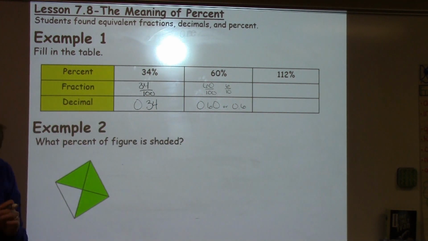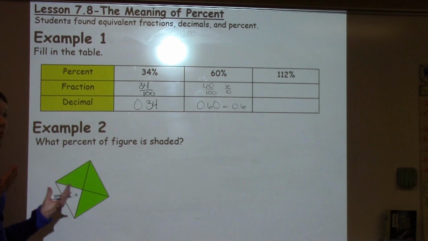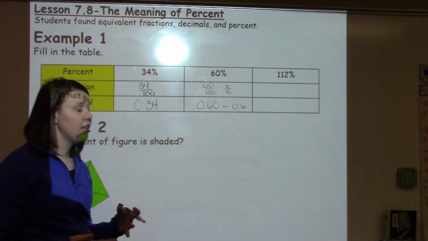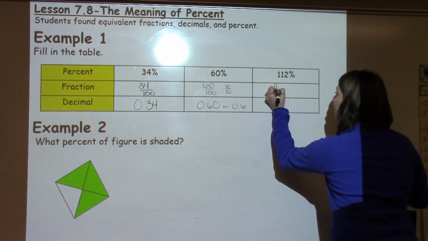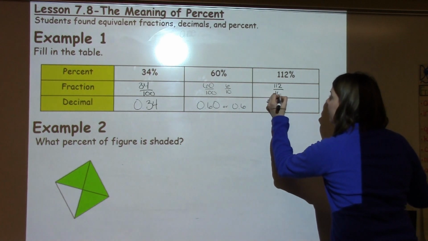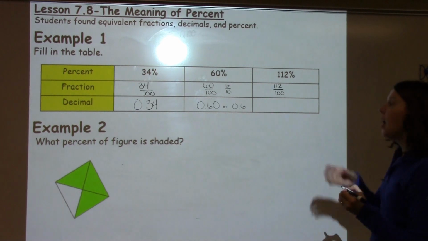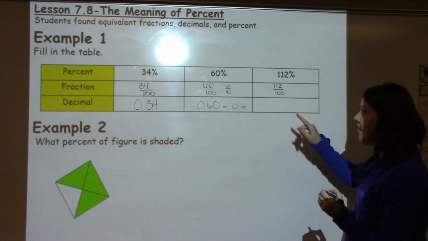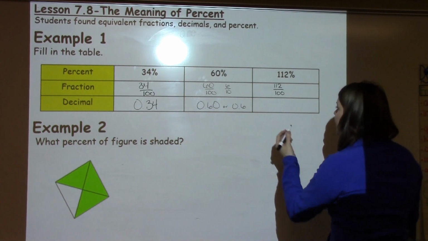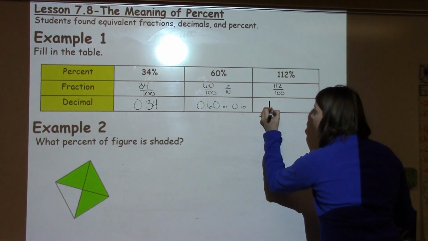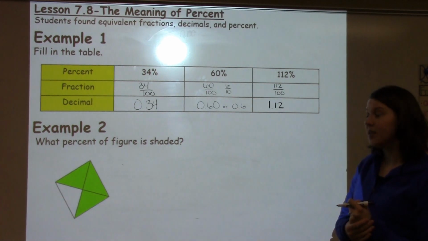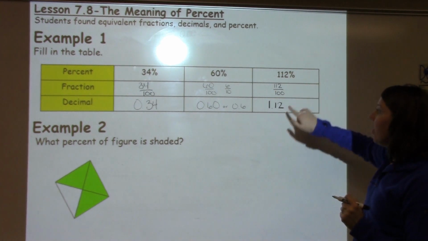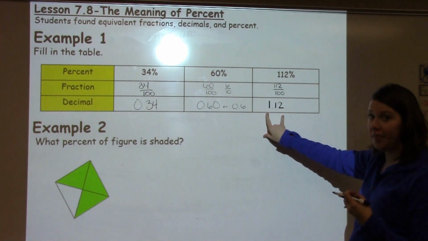Now the next one looks a little bit different to students because it's 112%. Well, 112% is more than 100. So in this case, it's going to follow the same pattern. We're just going to write 112 over 100. Now when I write this one as a decimal, I'm going to have one whole, and then I'm going to have 12 hundredths. So notice that because it's more than one, I have a whole number in that one spot.